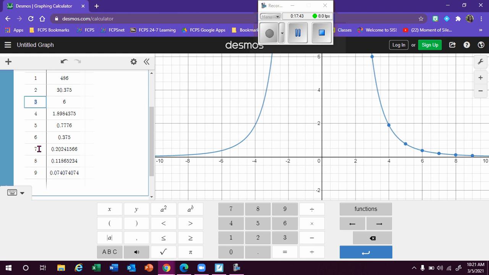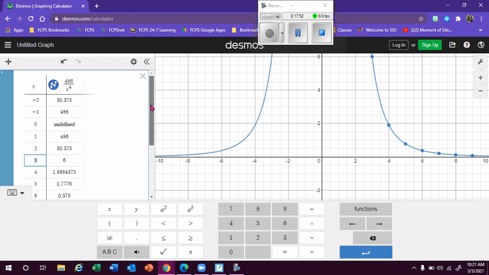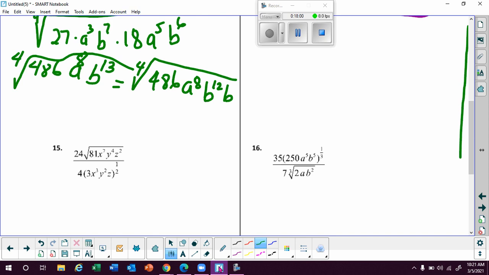So the fourth root of 486 is 3 times the fourth root of 6. See, 3 comes out, and 6 stays inside. From a to the 8th, 8 divided by 4 is 2, so a squared comes out. For b to the 12th, 12 divided by 4 is 3.